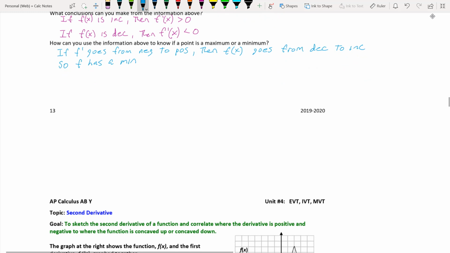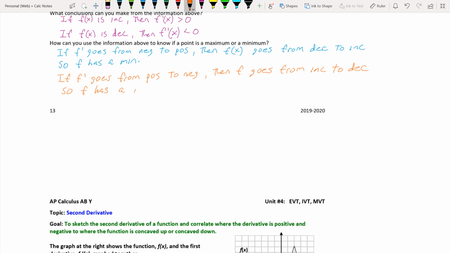Okay? And likewise, the reverse is also true, or we could say if f prime goes from positive to negative, then f goes from increasing to decreasing, so f has a max. Okay, and hopefully that's intuitive.